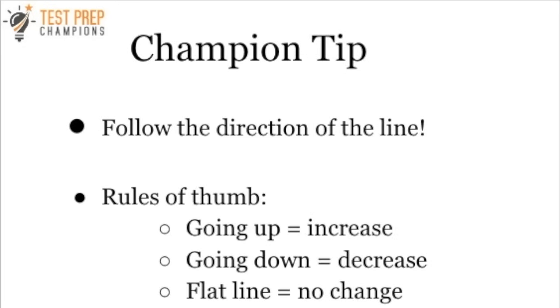Now, this might be the most important general tip for getting graph questions right, and that's to follow the direction of the line. And some rules of thumb here, generally speaking, any line on a graph that's going up is showing an increase. Any line that's going down is showing a decrease. And if you see a flat line, that generally means no change. So I'd like to look at a few examples of this now.